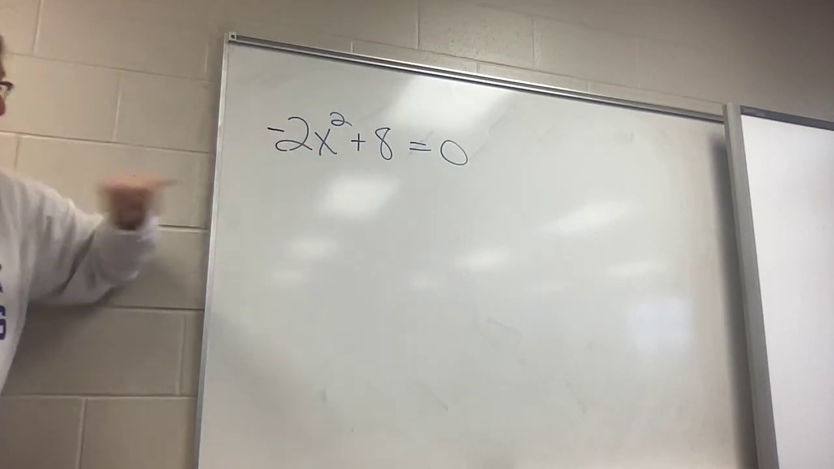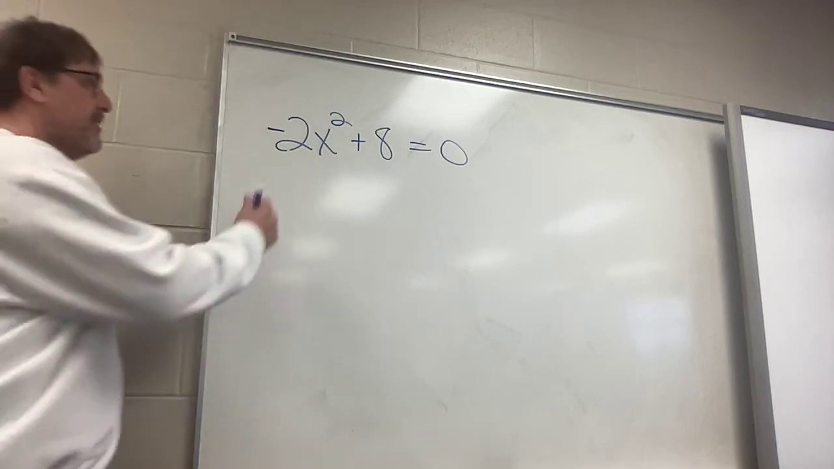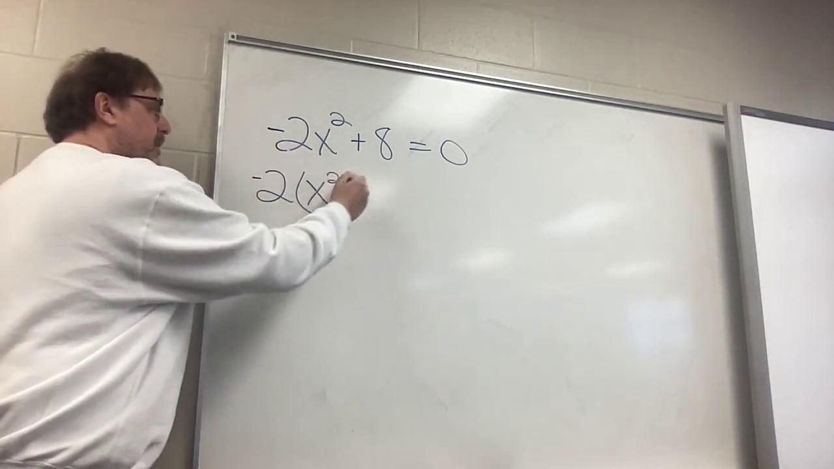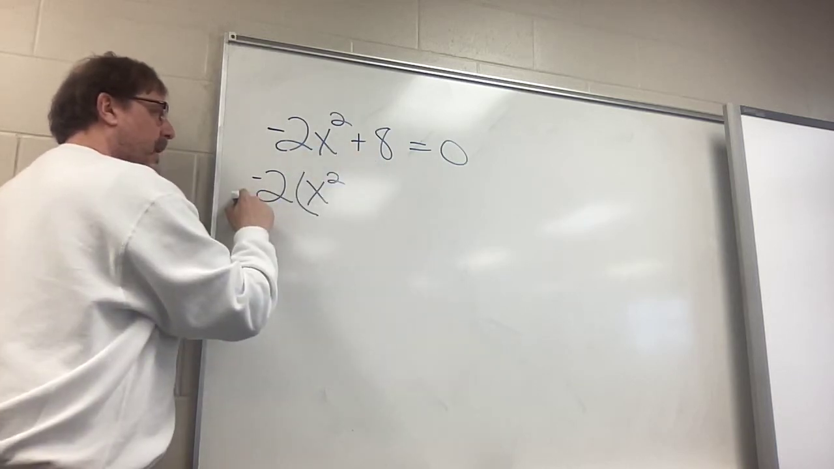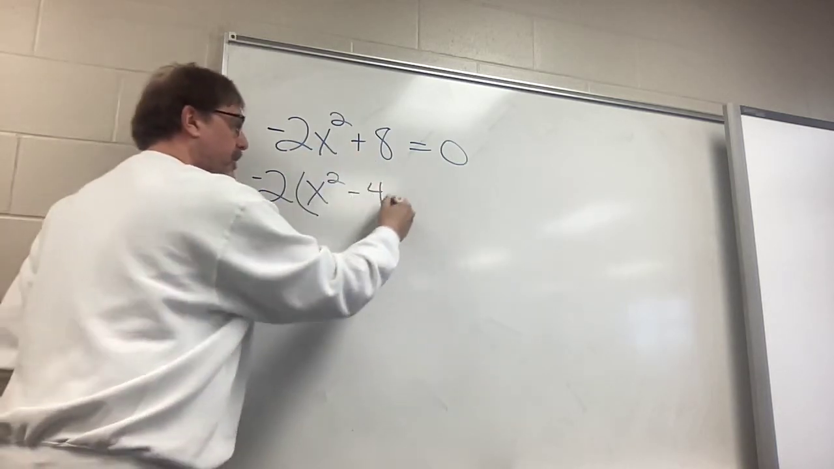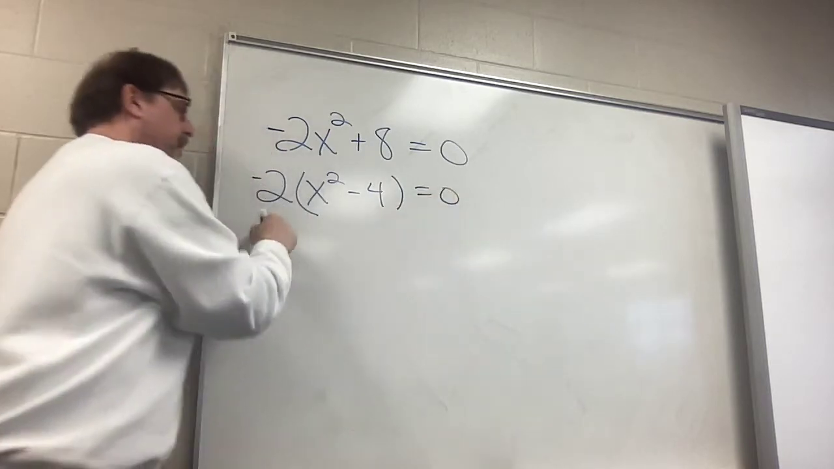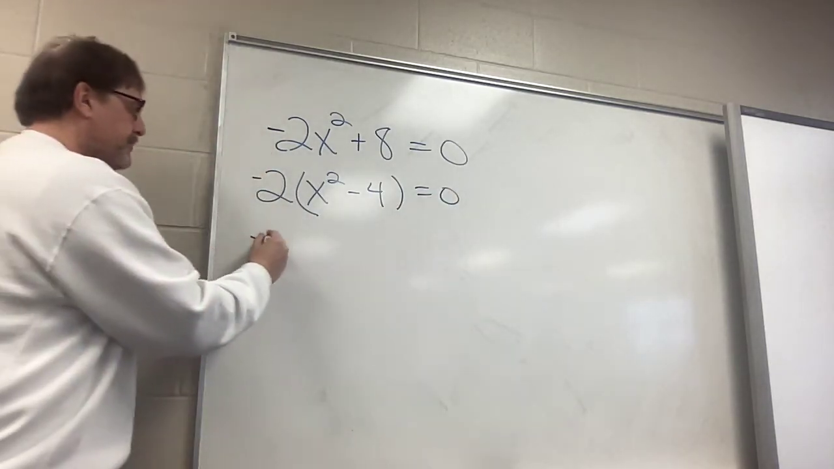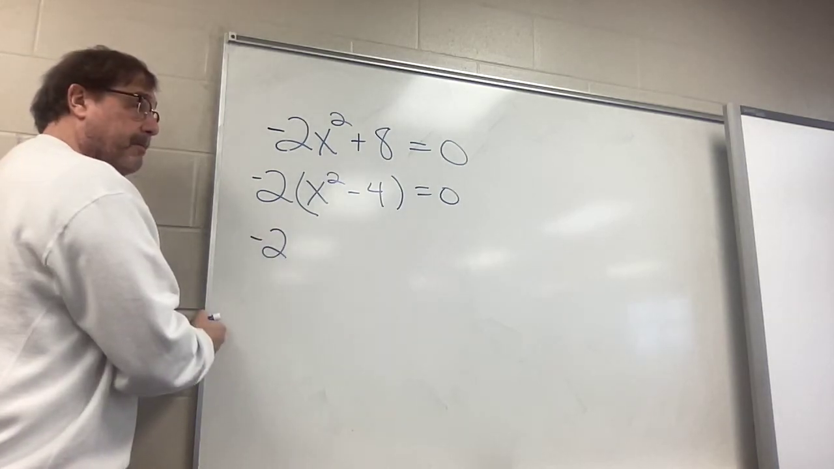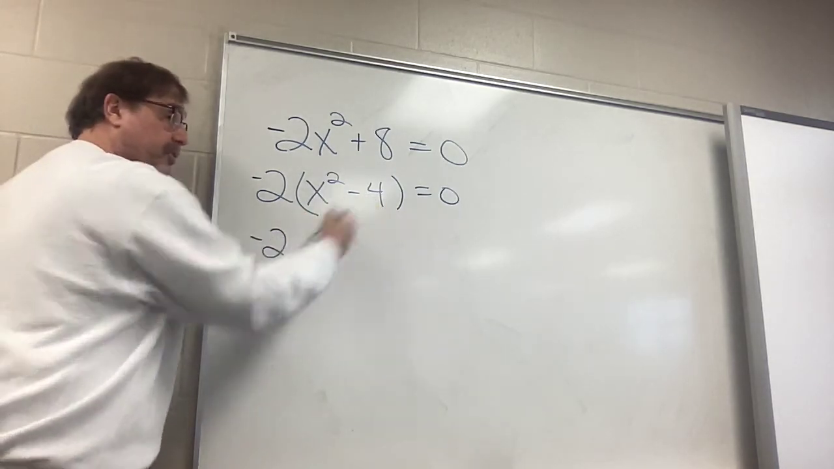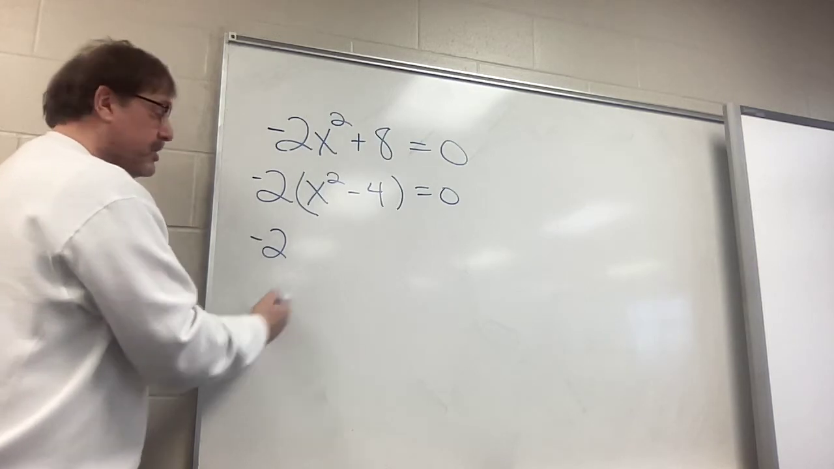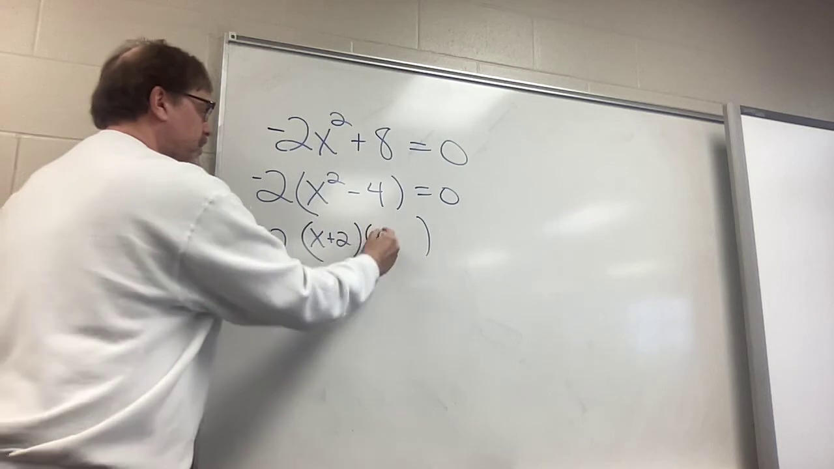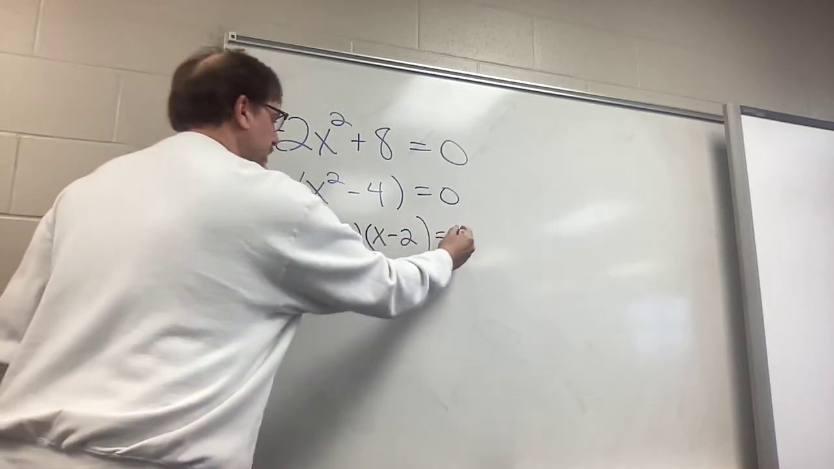There's a number in common, and if it's negative, we like to take that negative out. So I'm taking a negative 2 out, negative in there. And 8 divided by negative 2 is negative 4. Bring that negative 2 along. Forget about it. Square minus a square. Oh, you're good at that already. Square minus a square. X plus 2, x minus 2 equals 0.